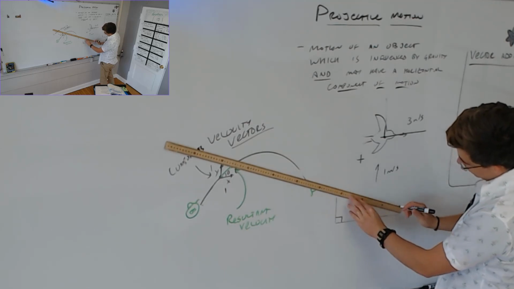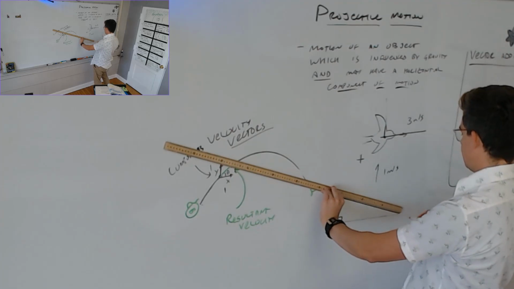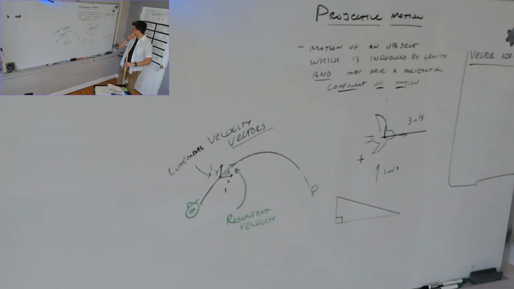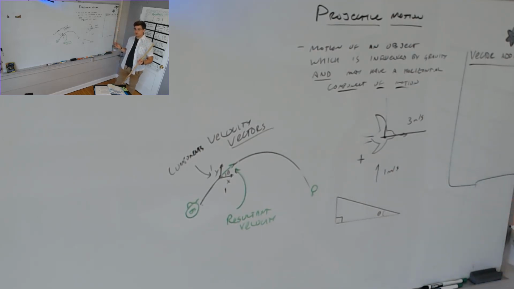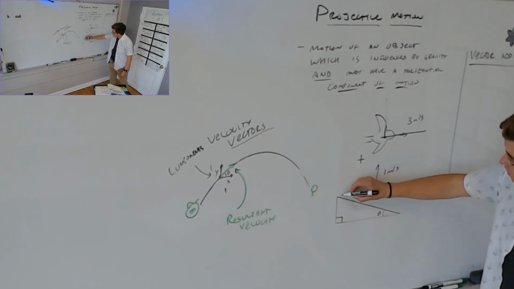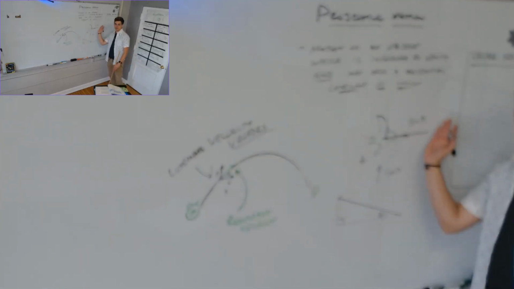So you can see here's my resultant, it's the hypotenuse of this triangle. This is going to be my angle theta. The reason your book uses the rhombus method is because what we've just found here is actually the opposite of the direction it's actually going to go.